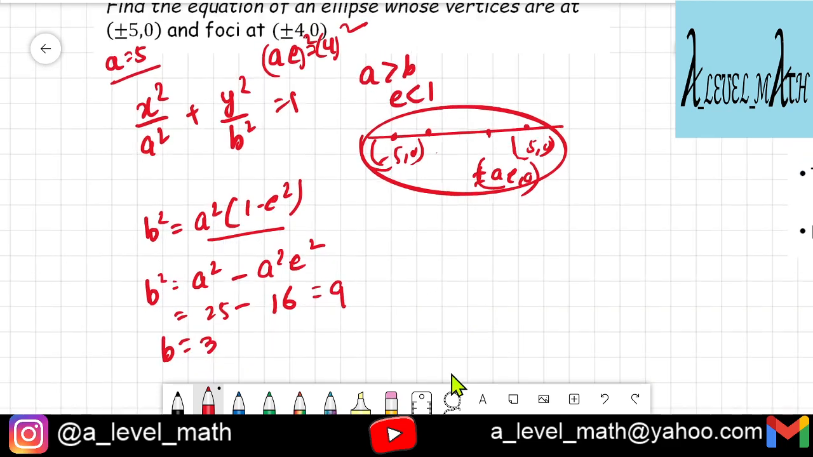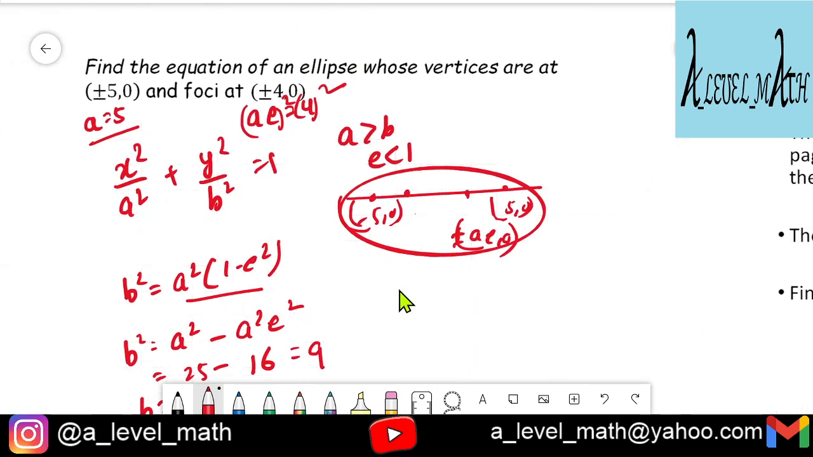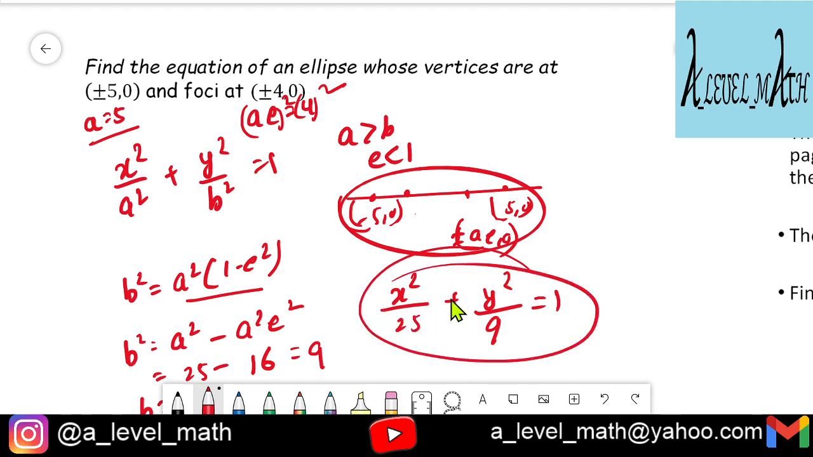And now because my ellipse is horizontal, my equation will be x square by a square, which is 25, plus y square by b square, which is 9, is equal to 1. So this is the final equation of my ellipse, guys.